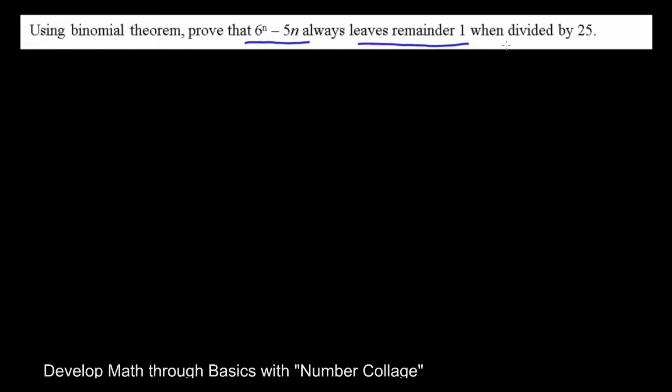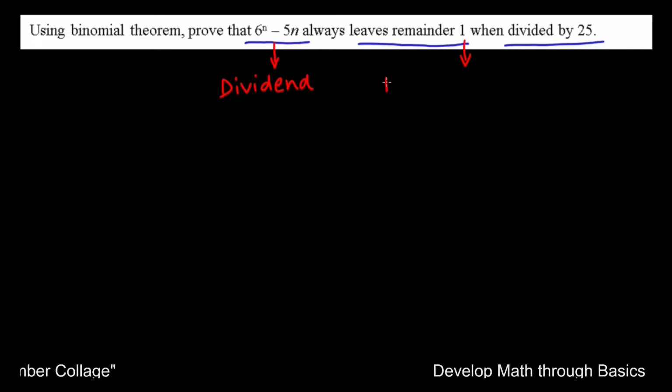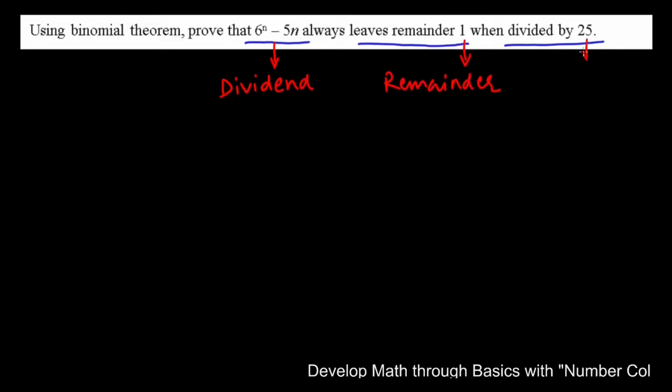In the next problem, using binomial theorem, we have to prove that 6^n − 5n always leaves a remainder 1 when divided by 25. Here, this 6^n − 5n is the dividend, 1 is the remainder, and 25 is the divisor.